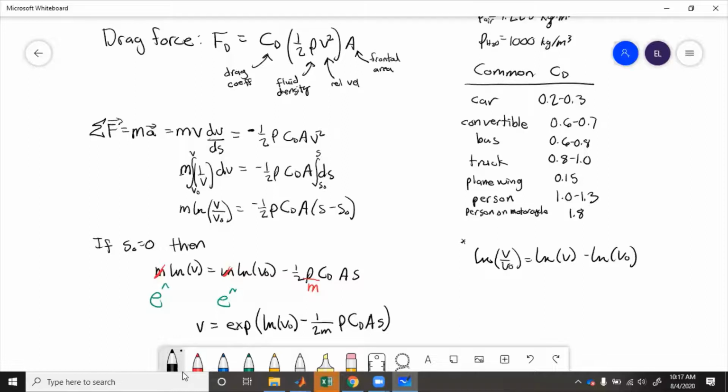And then if you want to solve for the stopping distance, like how long does it take you to get to 0 speed, you actually can't do it, because in the absence of any other forces besides the drag, you'll never actually reach 0 speed. It goes like this. So let's say this is speed, this is position. This is what the relationship looks like.